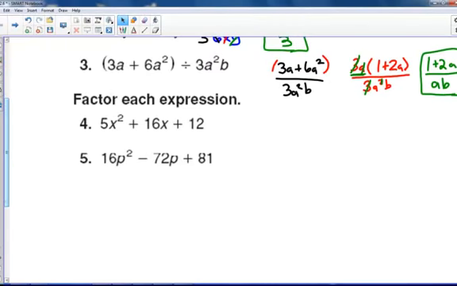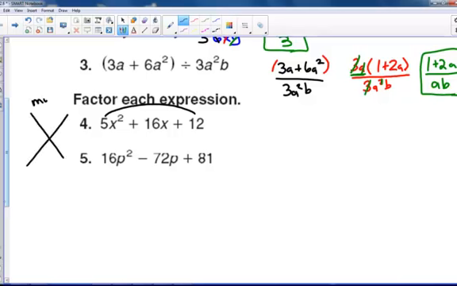And the next part is factoring the long way. So there's not a greatest common factor to take out. 5 times 12 is 60. Two numbers that multiply to give you 60x squared, that add to give you 16x, are 6 and 10. So I'm going to rewrite this as 5x squared plus 6x plus 10x plus 12.